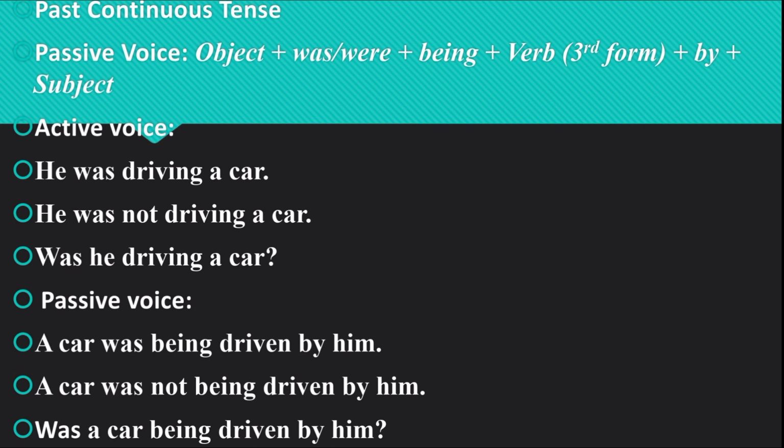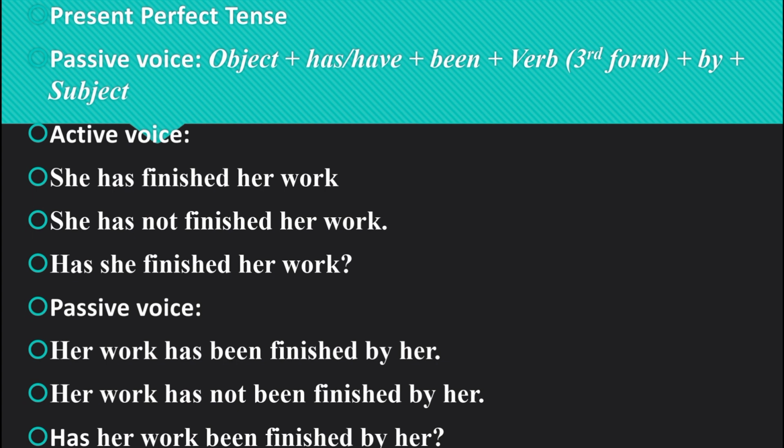Was he driving a car? Was a car being driven by him? In the case of present perfect tense, what happens? Let's see. She has finished her work. Her work has been finished by her. She has not finished her work. Her work has not been finished by her.